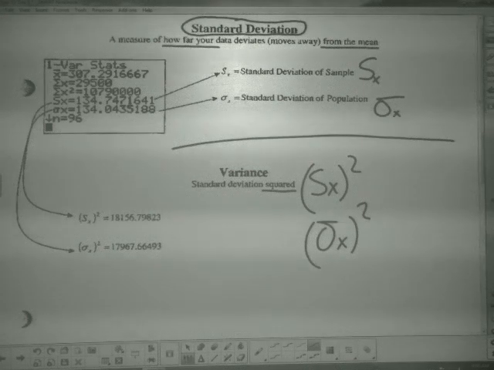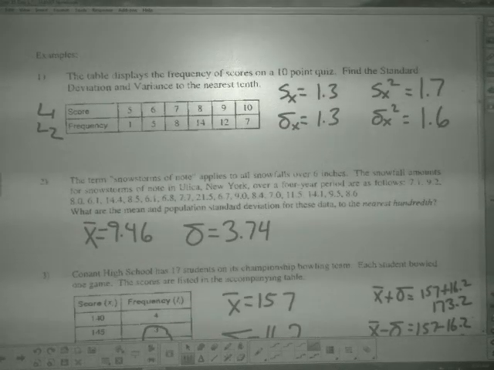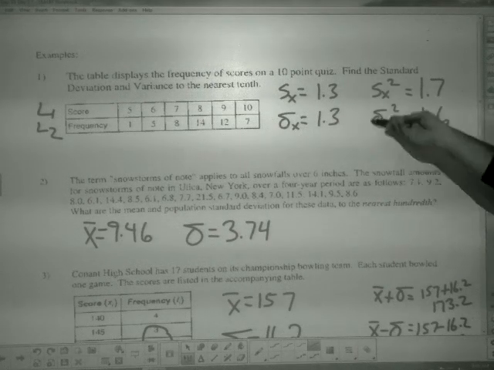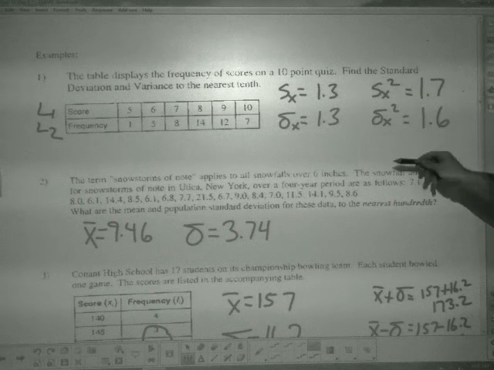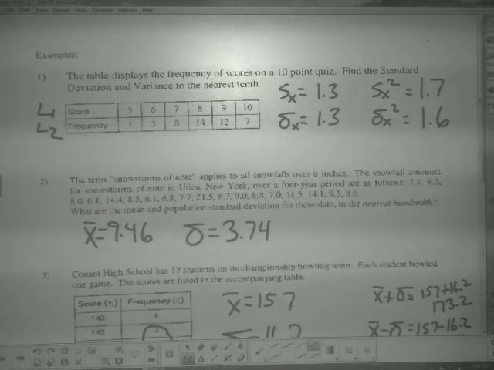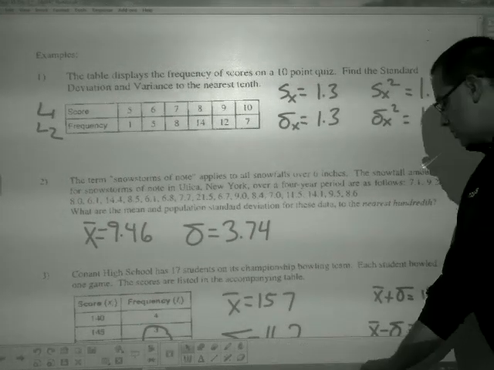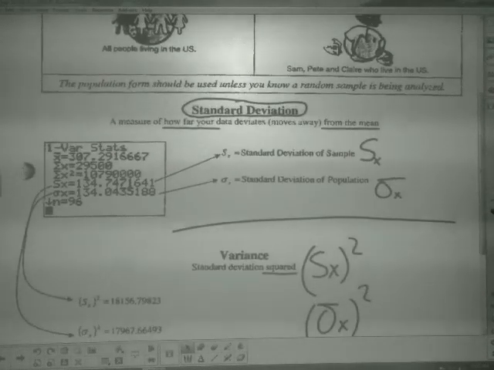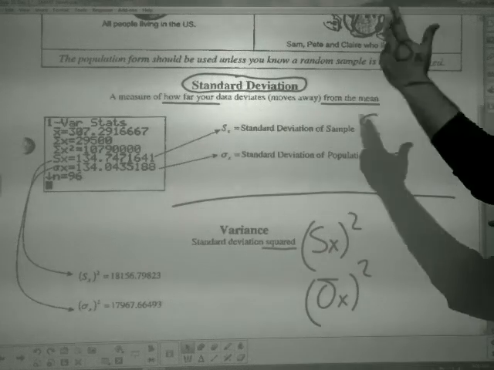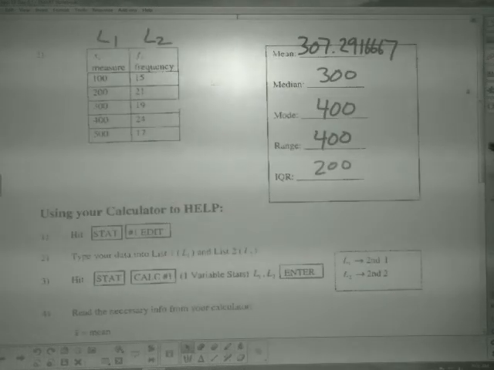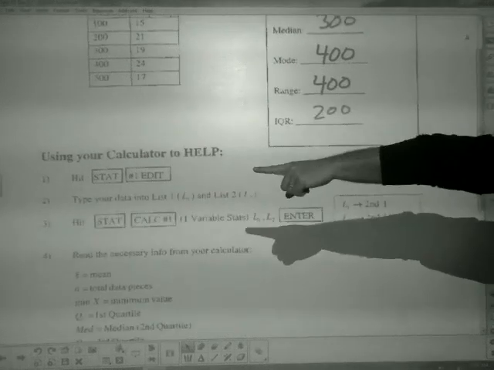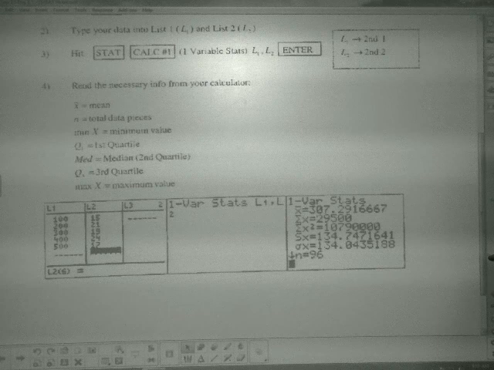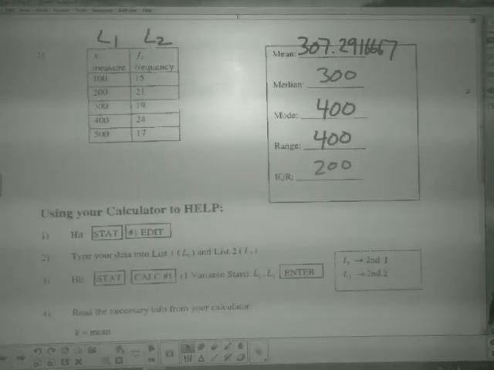Not as common. So what we're going to do when we come into class is work with these problems and find standard deviation, find variance. All of this stuff we're going to work on in class with our calculator. So for right now, you need to know how to get it. You do stat, calc, one variable stats. Just like this, stat, calc, one variable stats will give you the readout that you need. We're going to work a lot on that in class.